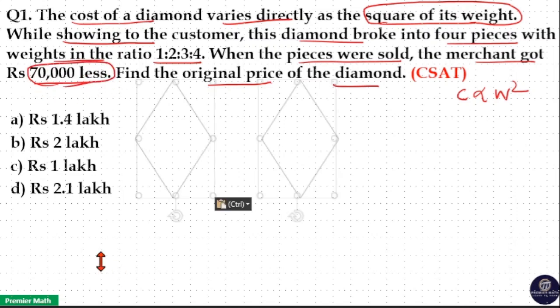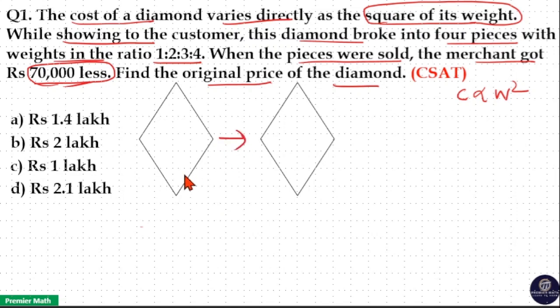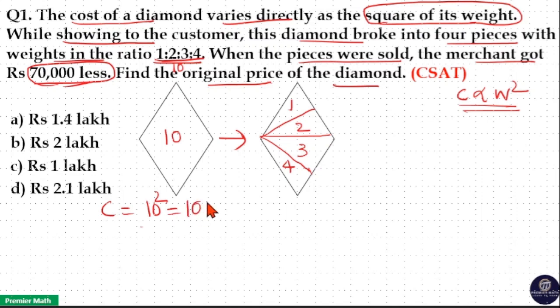Here, initially this diamond was broken into 4 pieces. And these 4 pieces' weights are in the ratio 1:2:3:4, which means 4 plus 3 plus 2 plus 1 is 10 units. So initially this diamond weight was 10 units. Finally it is broken into a 1 unit piece, 2 unit piece, 3 unit piece and 4 unit piece. Now, the question already says cost is directly proportional to the square of its weight, which means initially the cost of this 10 unit diamond was 10 square, which is equal to 100 units.